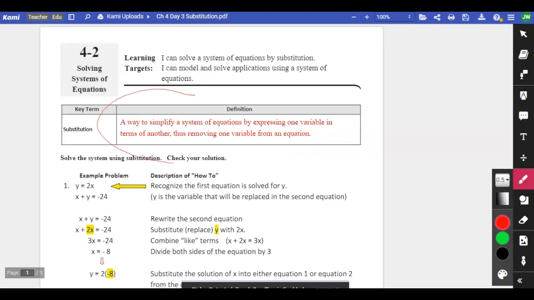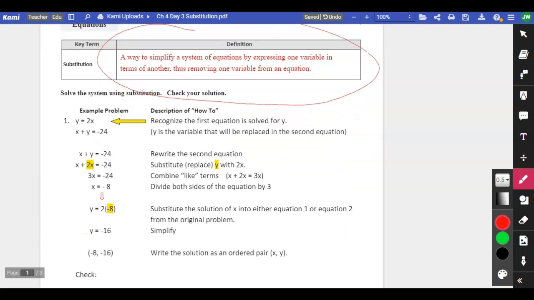I have this written here so you can pause the video and get this down in your notes. It's a way to simplify a system of equations by expressing one variable in terms of another, thus removing one variable from an equation. Remember, we always have two equations this chapter. So what you will notice here in this first example is that we have these two problems. One of them is not solved for y. That actually makes things a little simpler.